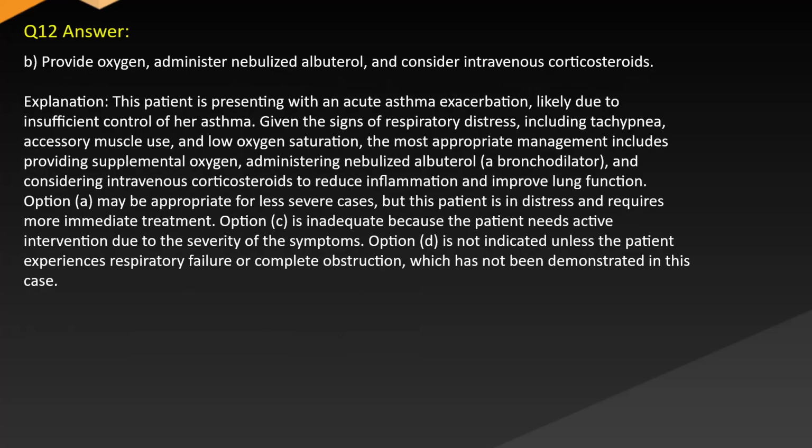Answer. B. Provide oxygen. Administer nebulized albuterol and consider intravenous corticosteroids. Explanation. This patient is presenting with an acute asthma exacerbation, likely due to insufficient control of her asthma. Given the signs of respiratory distress, including tachypnea, accessory muscle use, and low oxygen saturation, the most appropriate management includes providing supplemental oxygen, administering nebulized albuterol, a bronchodilator, and considering intravenous corticosteroids to reduce inflammation and improve lung function.